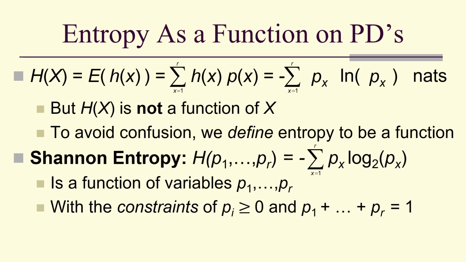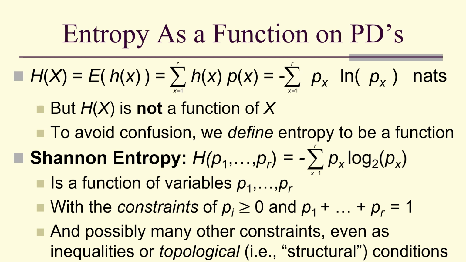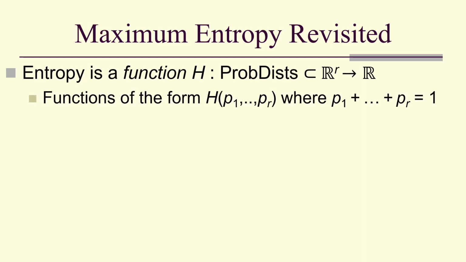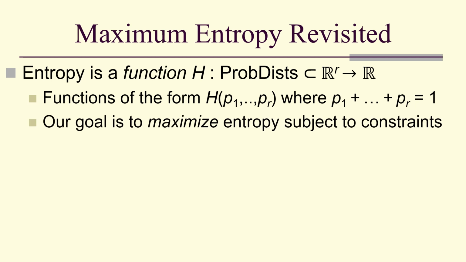We'll have constraints, such as the P's have to be greater than or equal to 0, and their sum has to be 1, because it's a probability distribution. And maybe other constraints, inequalities, or even topological structural conditions. So entropy is a function that maps probability distributions to the real line. Functions of the form h of p1 to pr, where these are now variables, and their sum is 1 and they're non-negative. And our goal is to maximize entropy subject to constraints.